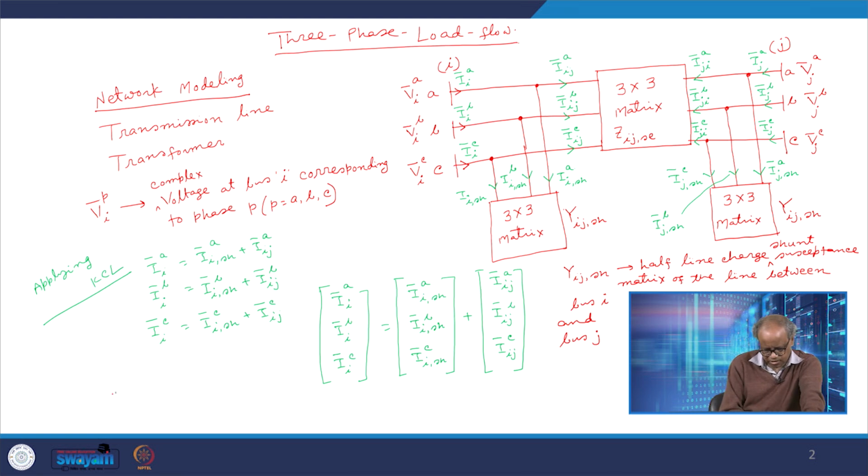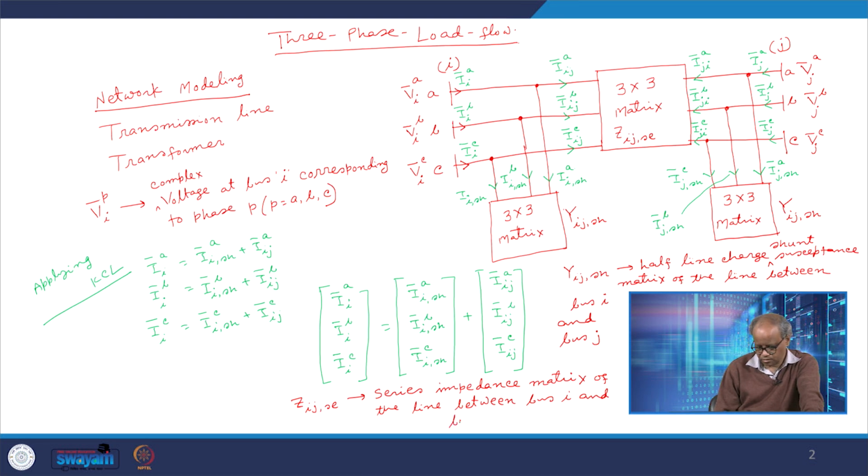Similarly, Z_ij, as we have said, is the series impedance matrix of the line between bus i and bus j.